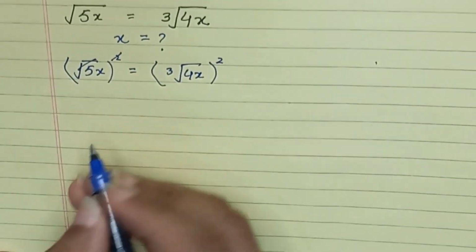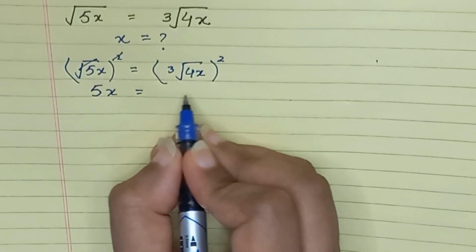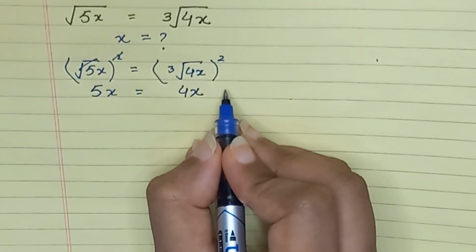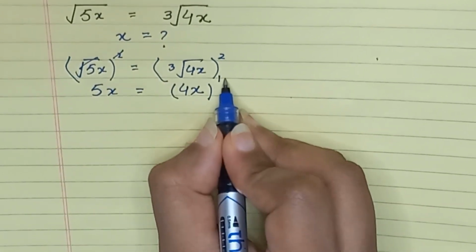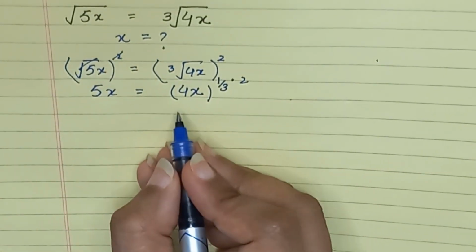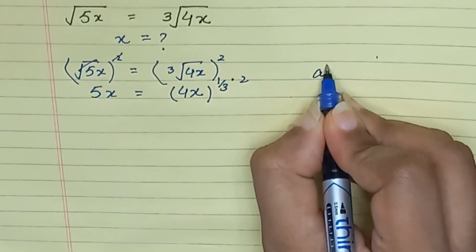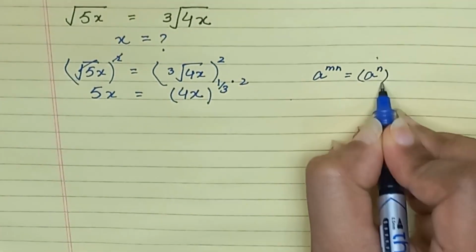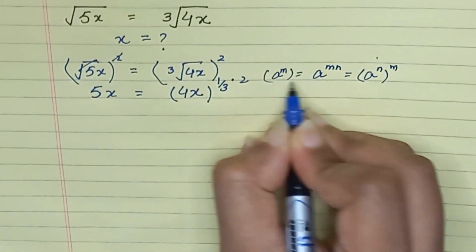So square and square root will be cancelled out, so it will become 5x, and from here 4x, and cube root can be written as 1 divided by 3 and its square. So we know that a raised to the power mn is equal to a raised to the power n whole power m, and it is also equal to a raised to the power m whole power n.